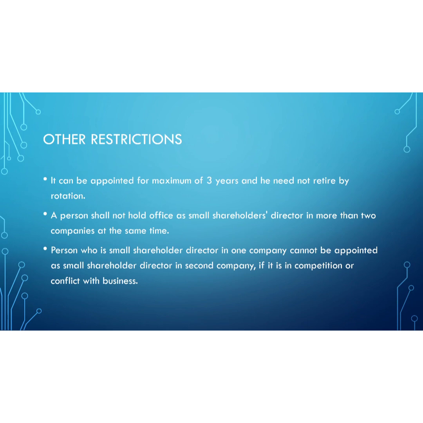There are some restrictions for appointment of small shareholder director. Number 1. A small shareholder director can be appointed for a maximum of 3 years and need not retire by rotation. He cannot be reappointed. Number 2. A person shall not hold office as small shareholder director in more than 2 companies at the same time. Number 3. A person who is small shareholder director in one company cannot be appointed as small shareholder director in a second company if it is in competition or in conflict with the business.